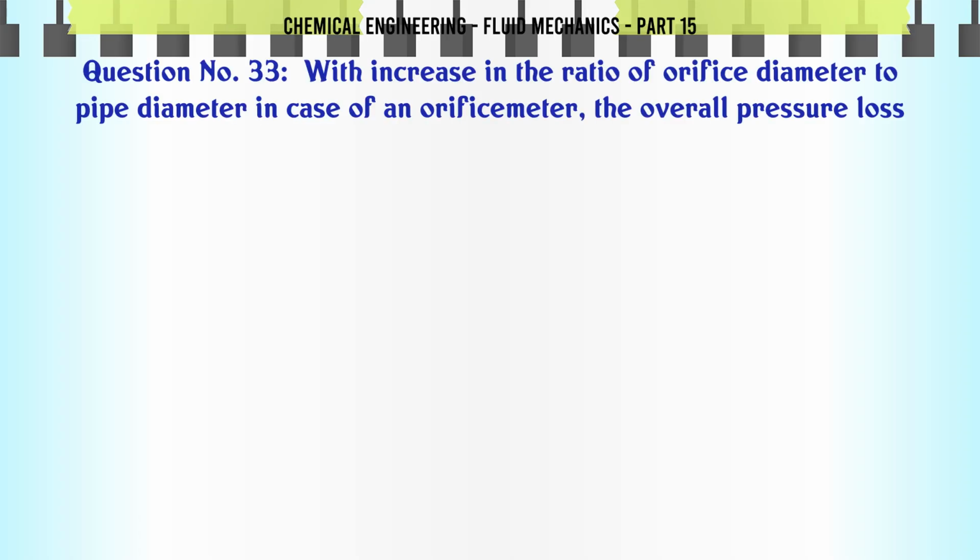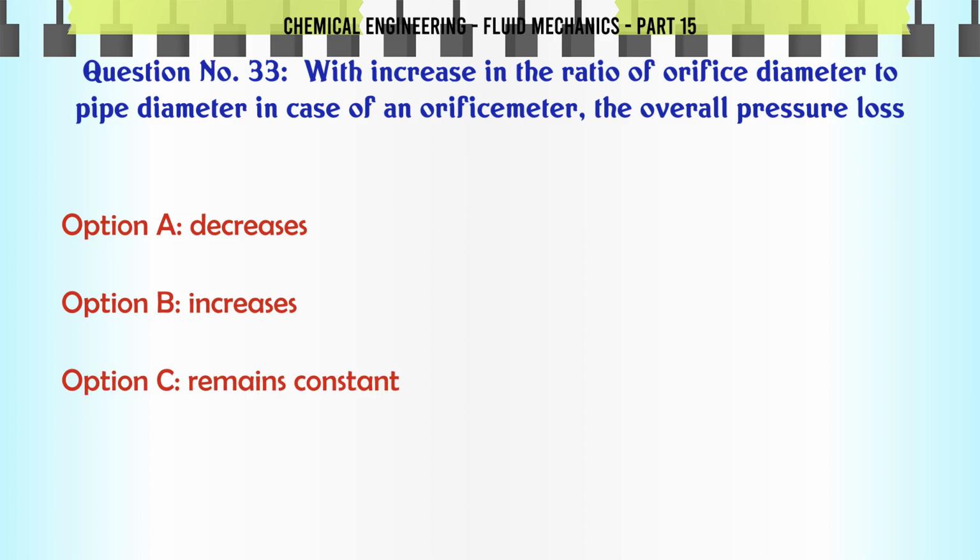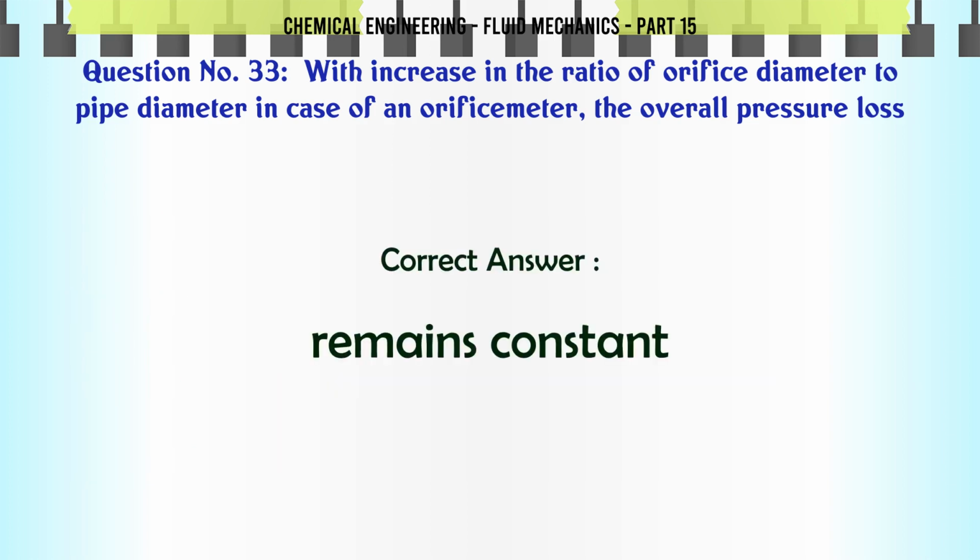With increase in the ratio of orifice diameter to pipe diameter in case of an orificemeter, the overall pressure loss A. decreases, B. increases, C. remains constant, D. increases linearly. The correct answer is remains constant.